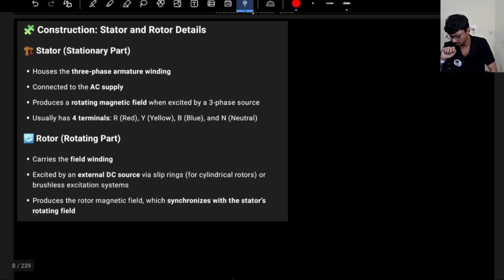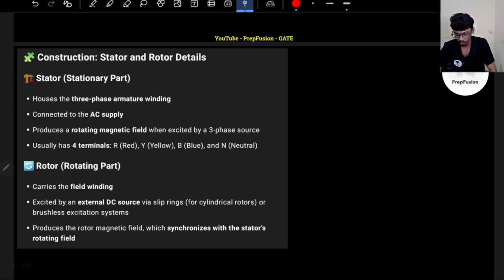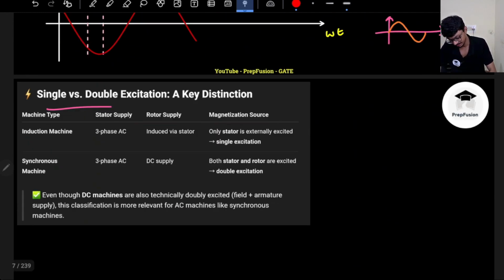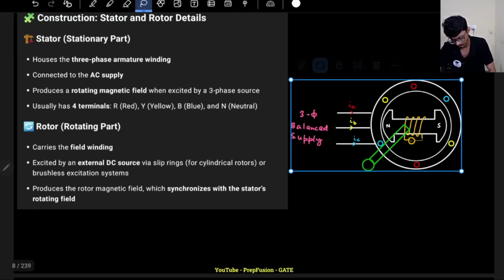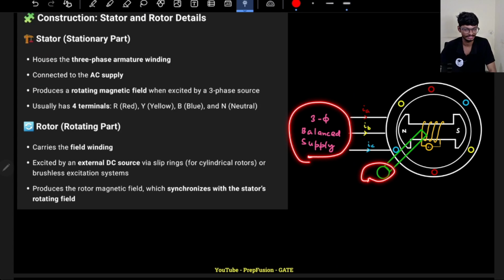The stator houses the three-phase armature winding connected to the AC supply, which produces a rotating magnetic field when excited by a three-phase source. We already know this, and usually the stator side will have four terminals. Remember, this is my machine, and the stator always will be provided with a three-phase balanced supply, and the rotor always will be provided with a DC excitation.